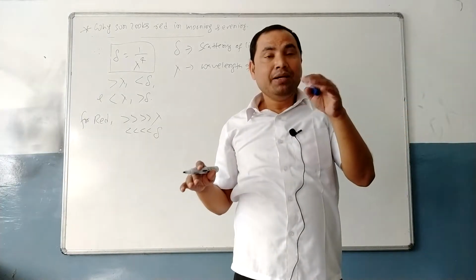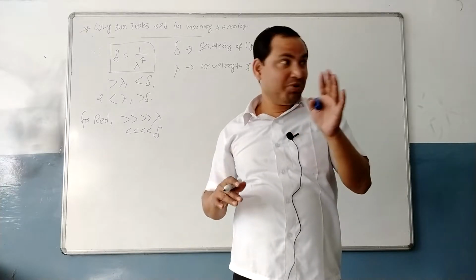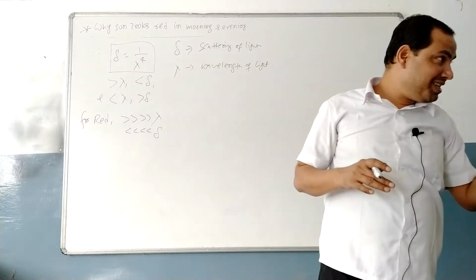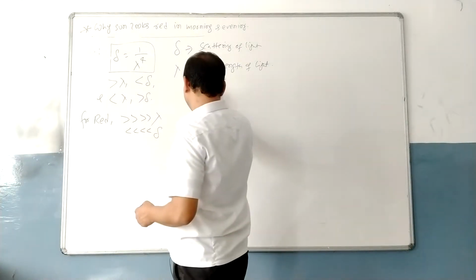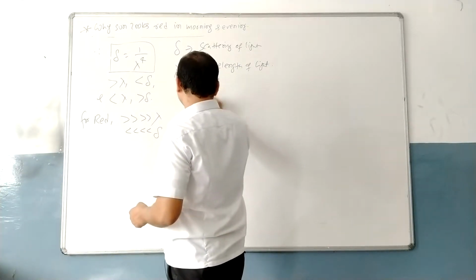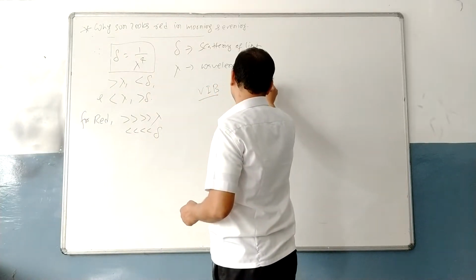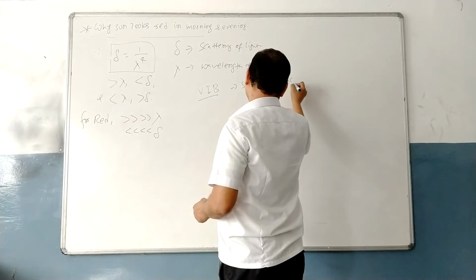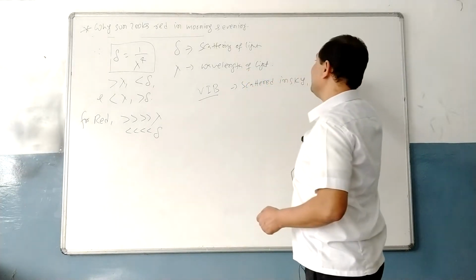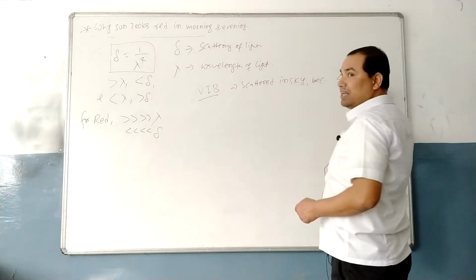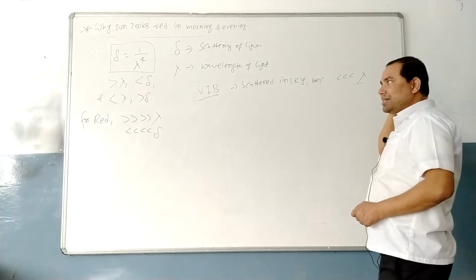Yellow, orange and red don't get scattered because they have a high wavelength. So VIB, violet, indigo and blue, will be scattered in the sky. Why will they be scattered? Because they have a very small wavelength. The lesser the wavelength, the greater the deviation, and the greater the scattering.